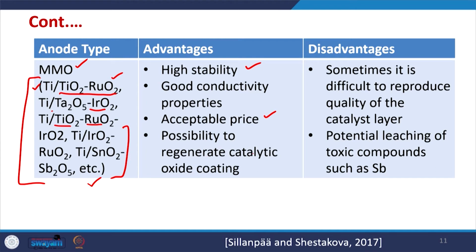They have the possibility to regenerate the catalytic oxide coating. Once the coating has been removed after treatment of large amount of water, we can again recoat the electrode and reuse it. Sometimes the disadvantage is that it is difficult to reproduce the quality of catalyst layer after it is used up. There is also potential leaching of some compounds such as Sb. That will depend upon the type of coating that we are using.